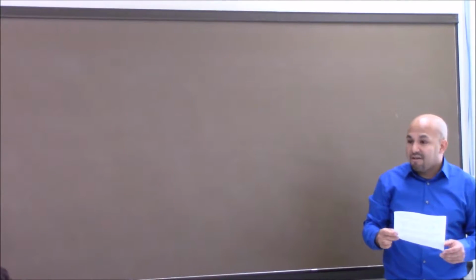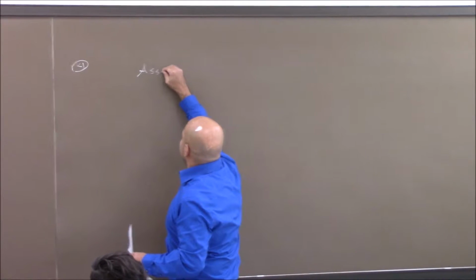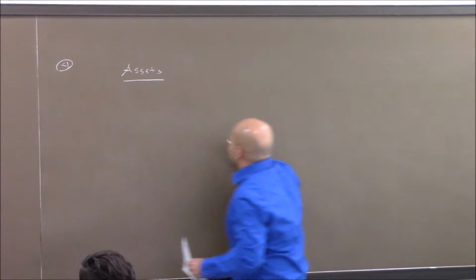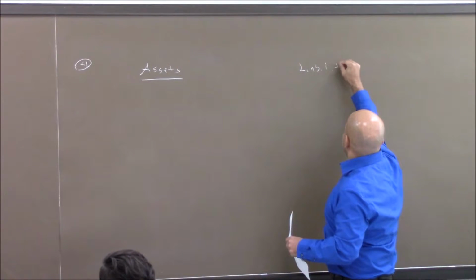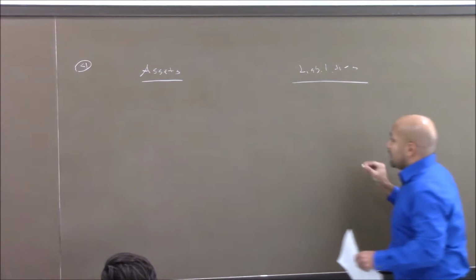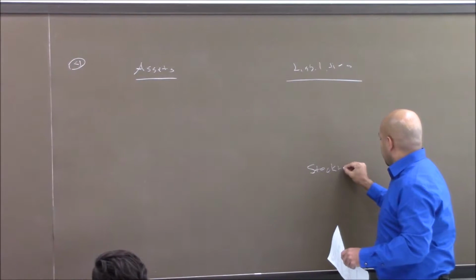For number 4, list the account classifications that appear on the classified balance sheet. So the balance sheet, that's your accounting equation, right? We have assets on one side, liabilities on the other side, owner's equity or stockholders' equity.